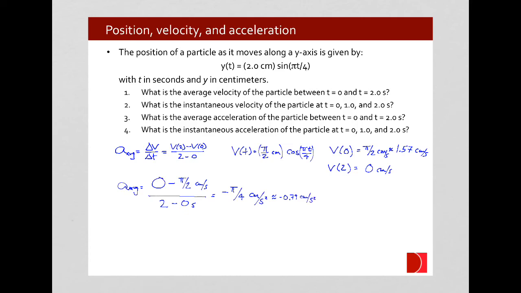What this is telling us is that we were going to the right. A few seconds later, we're motionless, so our average acceleration is negative. We must have been decelerating or slowing down in order to end up stopping by time equals 2 seconds. But here, to find average acceleration, we find it from looking at the velocity at certain points in time, divided by the time interval.